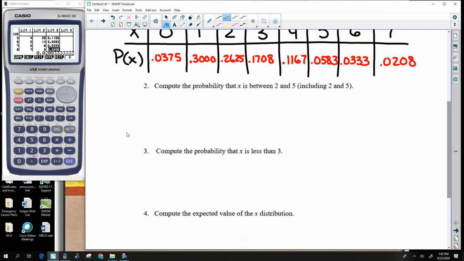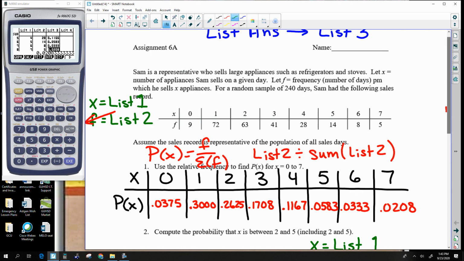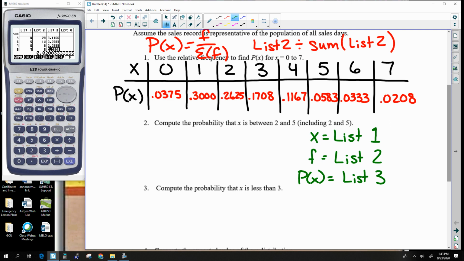Okay, now what I have in my calculator right now is X, that is list 1. I have F, that is list 2. I have the probabilities of those X's, which I stored as list 3. Again, that is what I did up there. So those are the 3 things that are in my calculator right now.